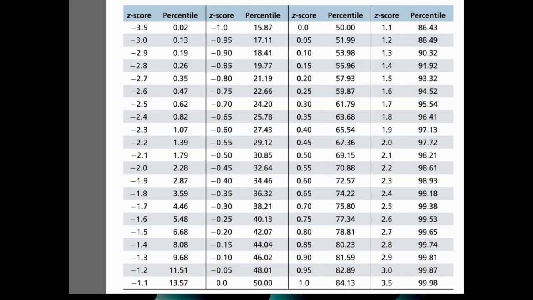For this chart, the z-score is here, and then the percentage is here. This chart will only show you the percentage that lies to the left, only to the left. Since we know the area to the left is 0.35, we're going to look in the percentage area for 0.35, and that will tell us that our value of z is negative 2.7.